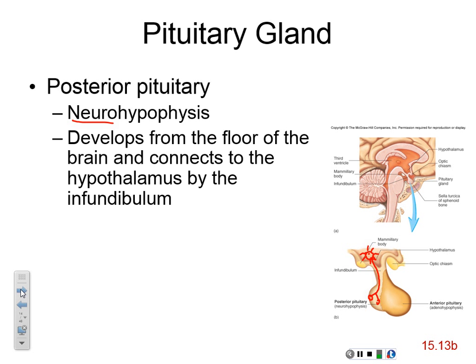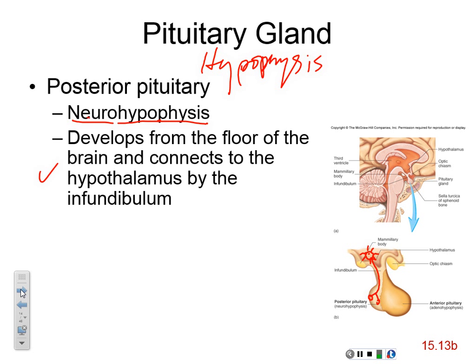What's the other name for the pituitary? Hypophysis. The other name for the pituitary is hypophysis. So that's one. It's the part of the pituitary, the hypophysis, that's controlled by neurons. The infundibulum is the stalk.